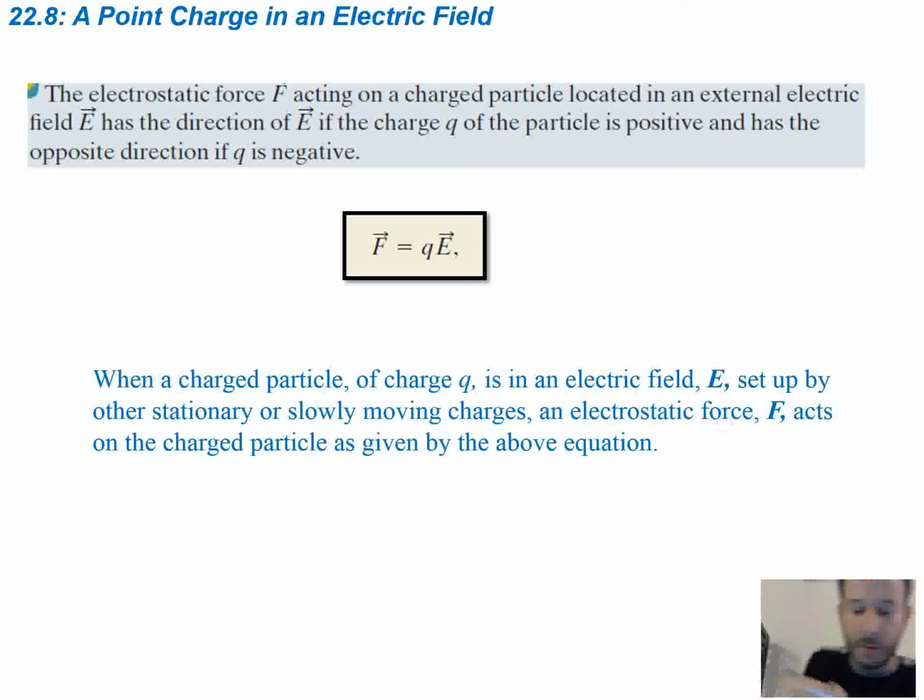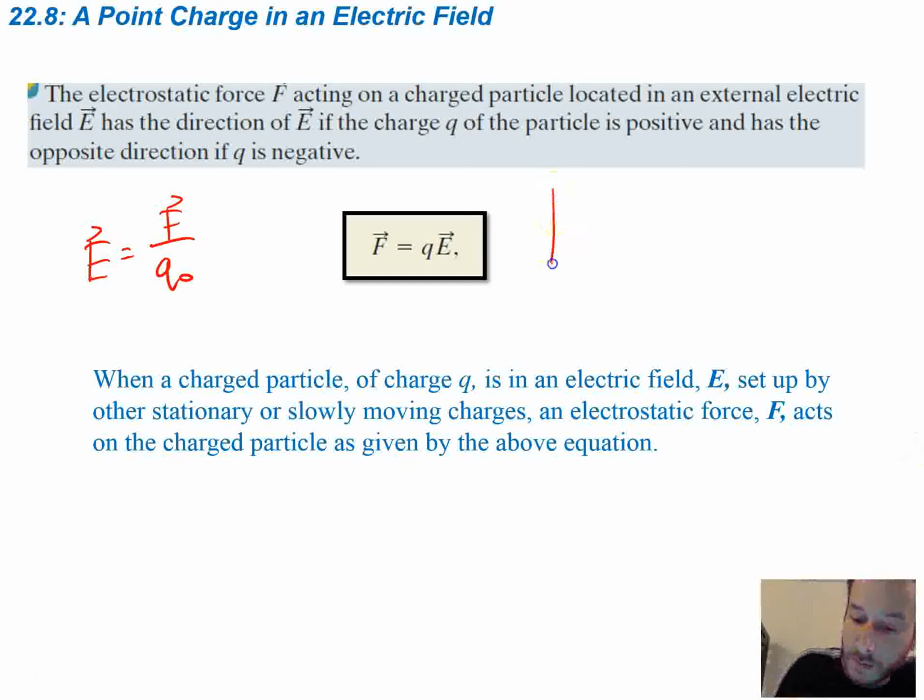Okay, so if you remember, the equation that we had for electric field was some force over a positive test charge. If you have an external electric field, the electrostatic force acting on a charged particle located in the external electric field, E, has the direction of E if the charge Q of the particle is positive, and has an opposite direction if Q is negative.